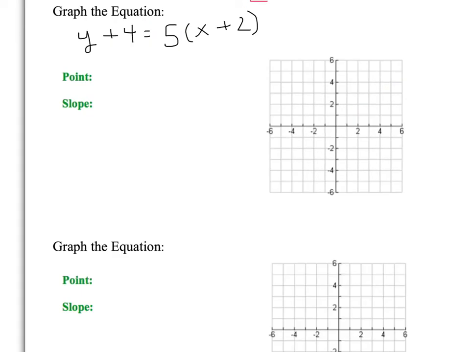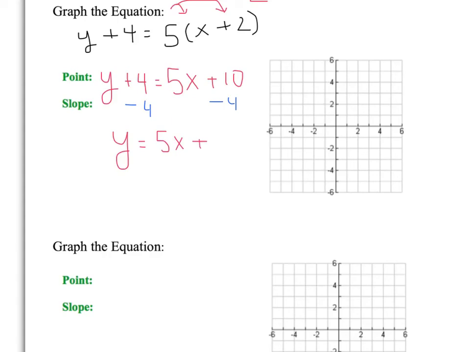Now if you want to, you can pause this video and try this example on your own. Again, you're going to graph the equation y plus 4 equals 5 times x plus 2. If you want to though, you can follow along with me. So again, we are going to distribute the 5. So we have y plus 4 equals 5x plus 10. And then we're going to subtract the 4. So now we have y equals 5x plus 6.